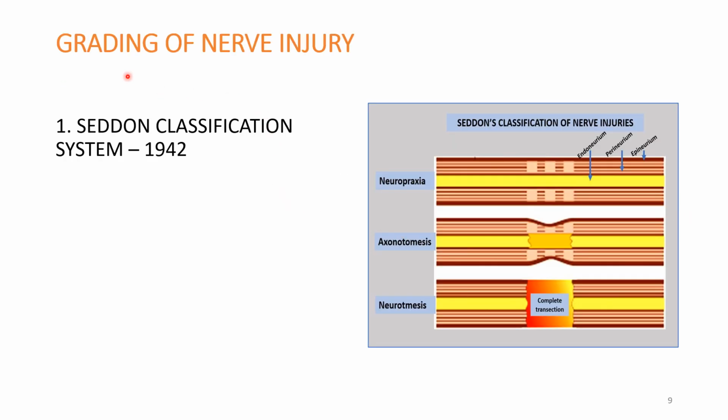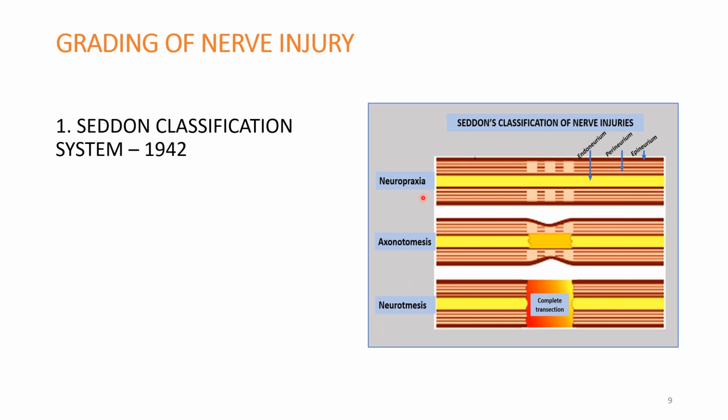Then we come to grading of the nerve injury. There are two classifications of grading of nerve injury. One is the Seddon classification and the second is the Sunderland classification. According to Seddon classification, which was given in 1942, the grading of nerve injury is divided into 3 types: neuropraxia, axonotmesis and neurotmesis.